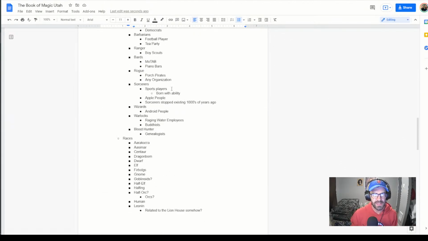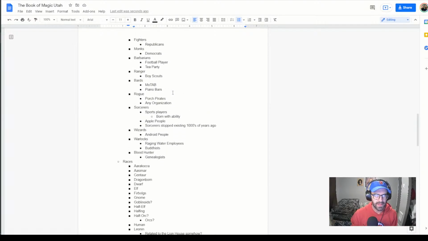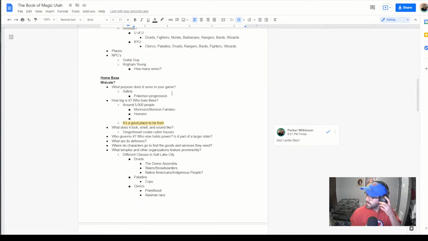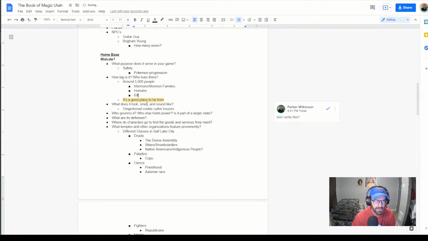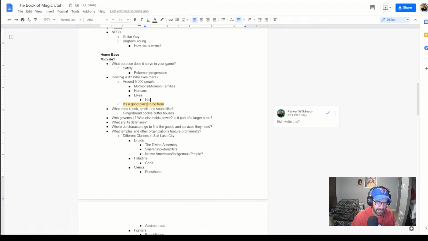Definitely humans. You could see some elves, half elves. I think all the humanoid races. And so then it depends on, are orcs a part of Midvale? Are they inherently a part, or are goblins? I don't know. Let's just do the things I know for sure. Humans for sure. Probably elves. And then maybe half elves.